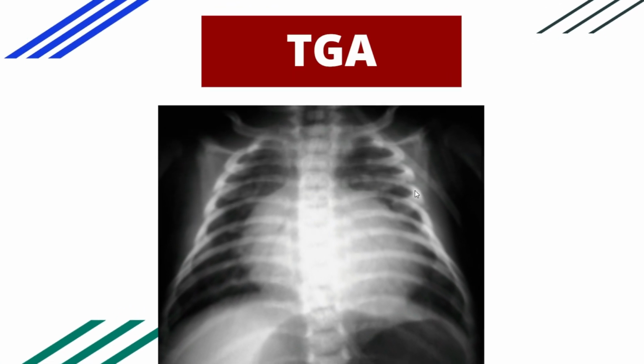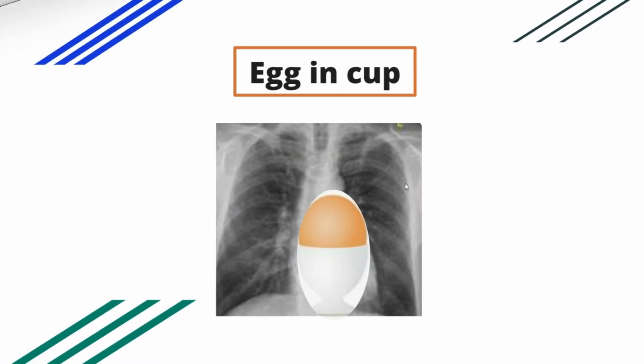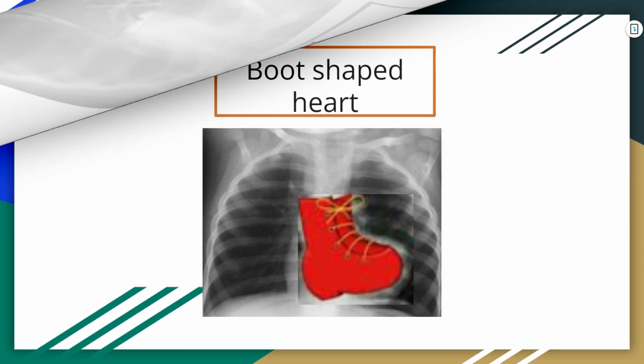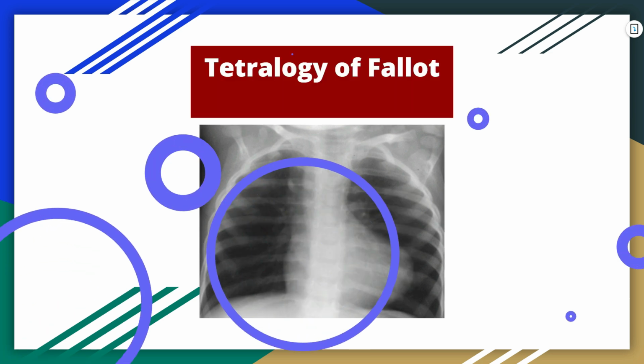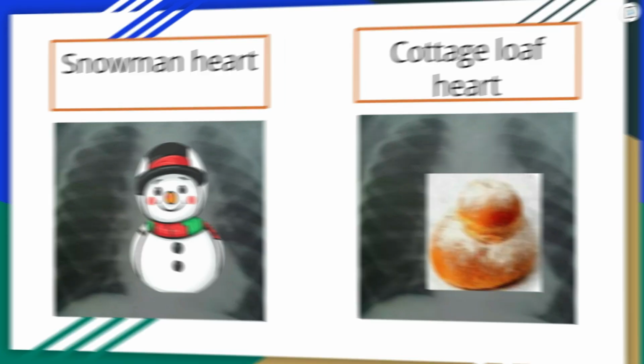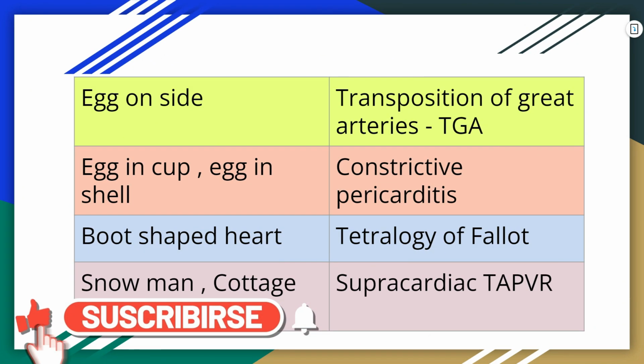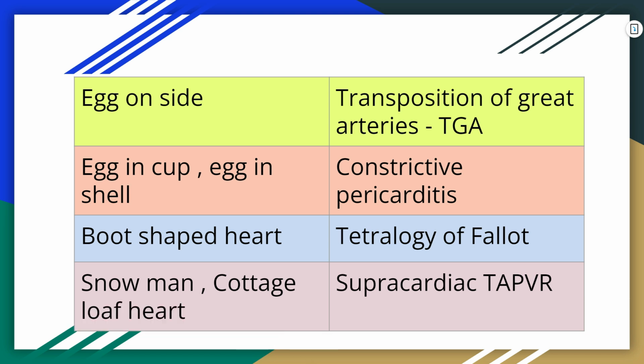Egg on side appearance of the heart is seen in transposition of great arteries. Egg in cup or egg in shell appearance of the heart is seen in which condition? It's constrictive pericarditis. Boot-shaped heart is seen in which cardiac condition? It's tetralogy of Fallot. Snowman heart or cottage loaf heart is seen in supracardiac TAPVC. This video will provide detailed but easy to follow explanation with lots of mnemonics of 4 different heart conditions.